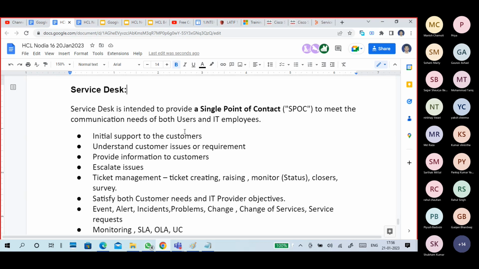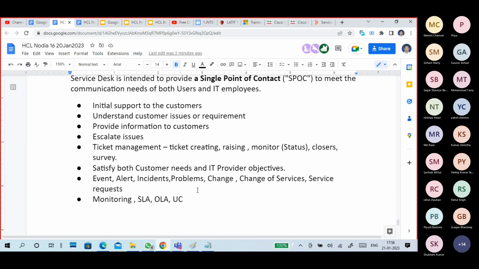Satisfying the customer is okay, but what about the IT provider object, or IT service provider object? It is to provide a service continuously to the customers. That is the object. And also we should deal with alerts, events, incidents, problems, service requests, kind of stuff. That wording is also there.